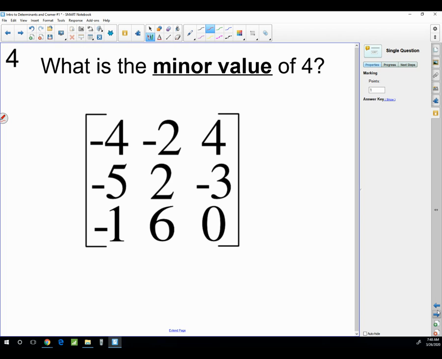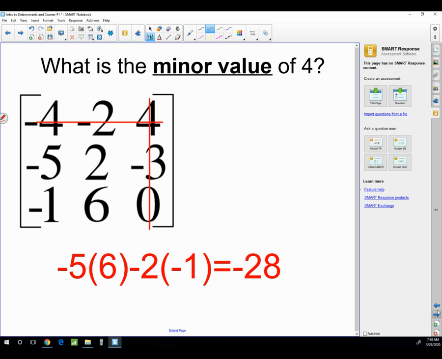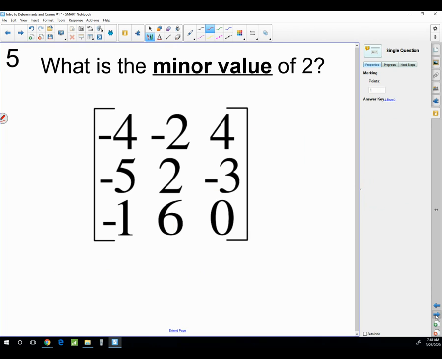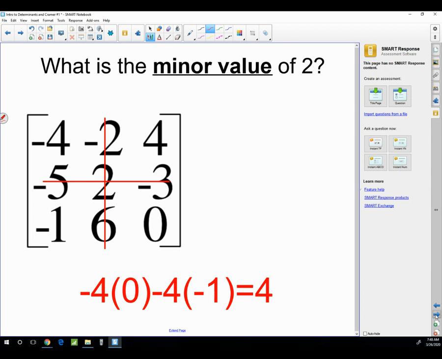Again, you might want to pause the video. Minor value of 4 is -28. You take out the row and column that 4 is in, and you do that. So it'd be -30 minus -2 is -28. Minor value of 2. Take out the row and column, and then the matrix would be -4, -1, 4, 0, and that looks like +4. It'd be that product, -4, minus that product.